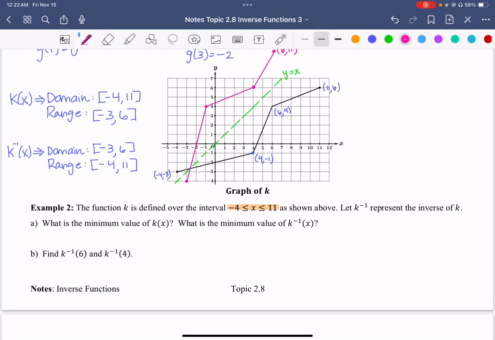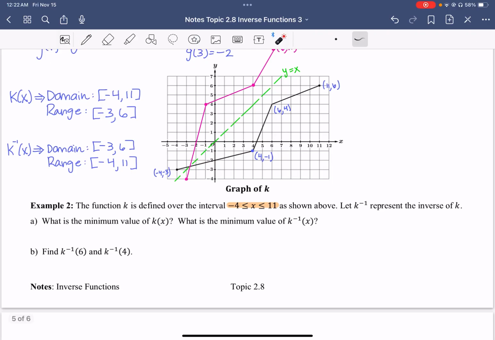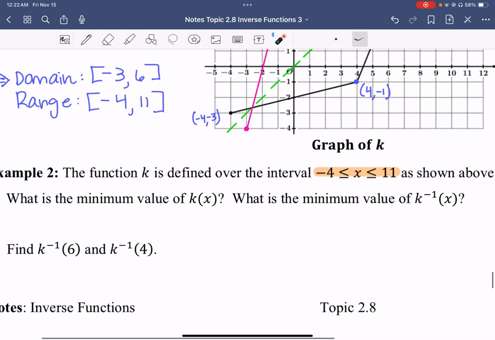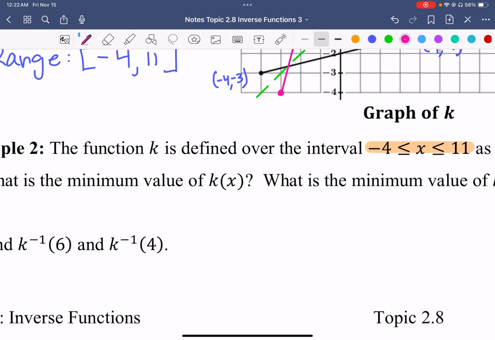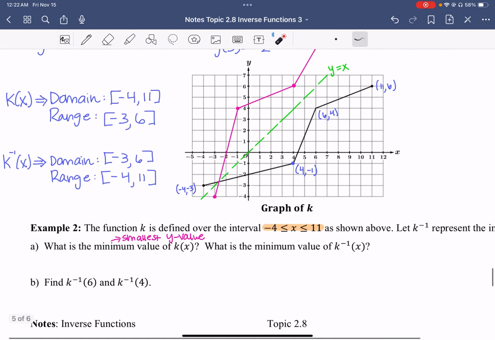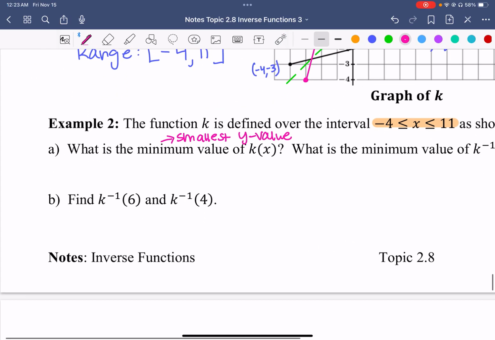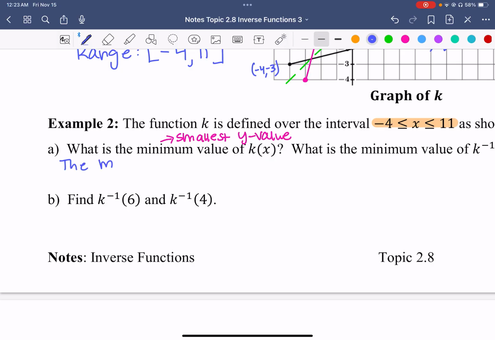They want to know what is the minimum value of k of x. K of x is the black solid. The minimum value is just the smallest y value. Okay, so the smallest y value for the original k of x is here at negative 3. Okay, so we're going to say the minimum value of k of x is negative 3.